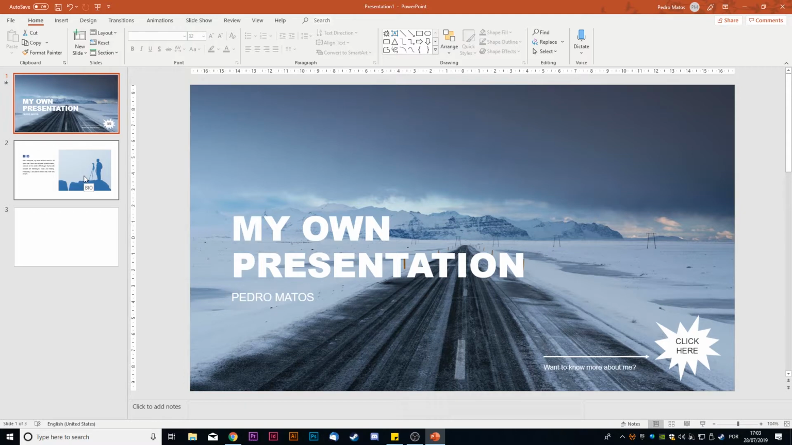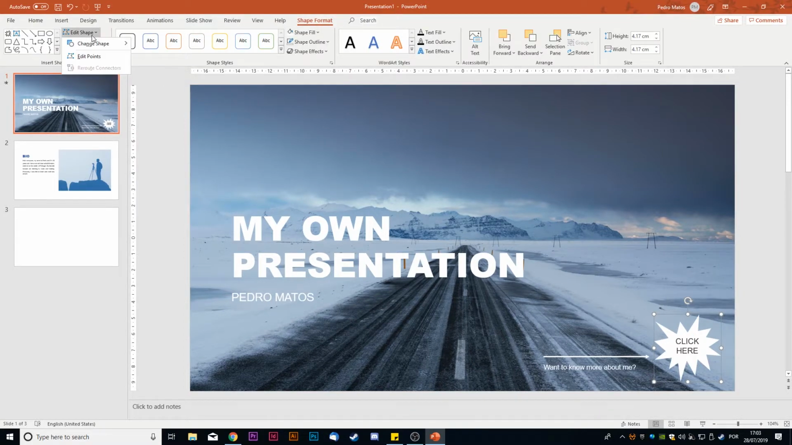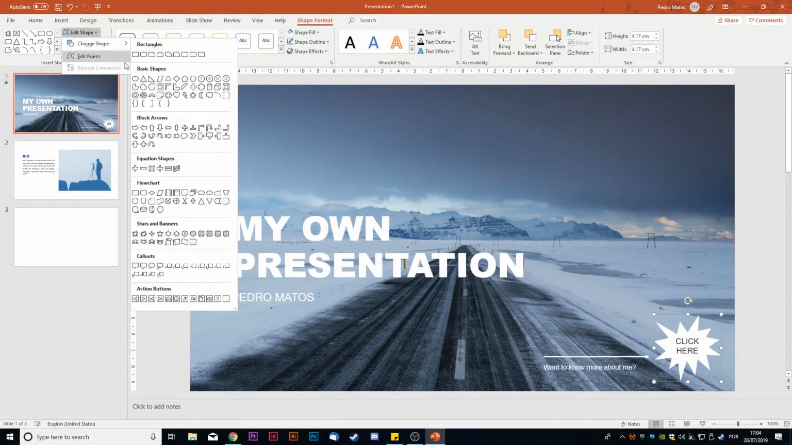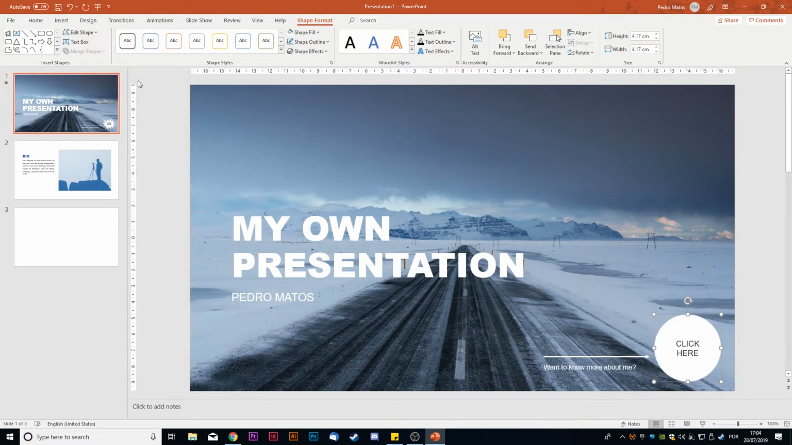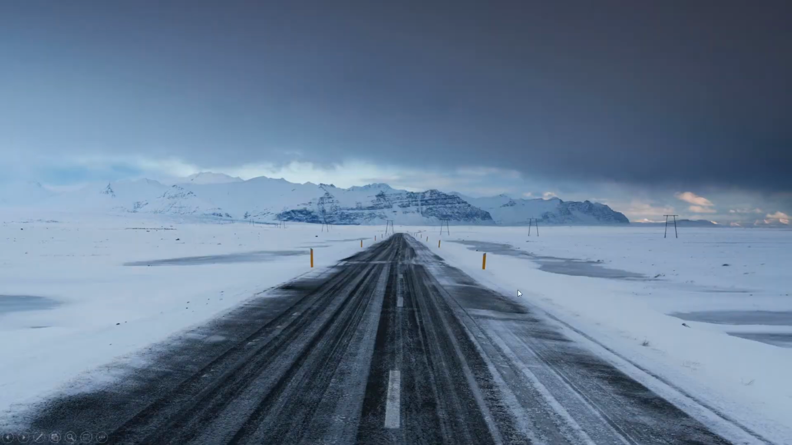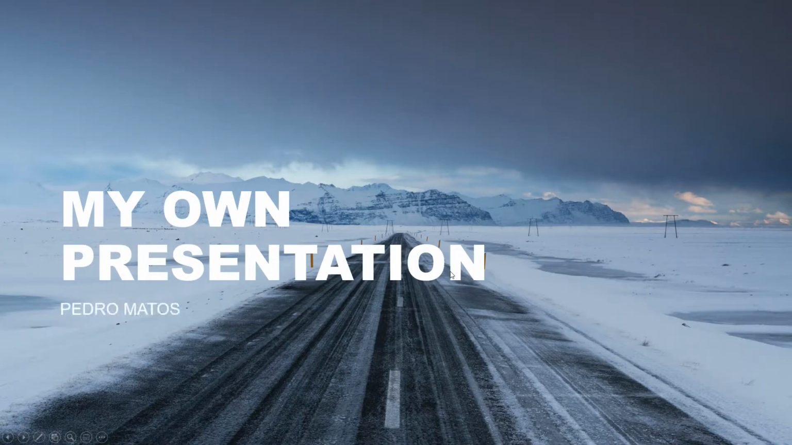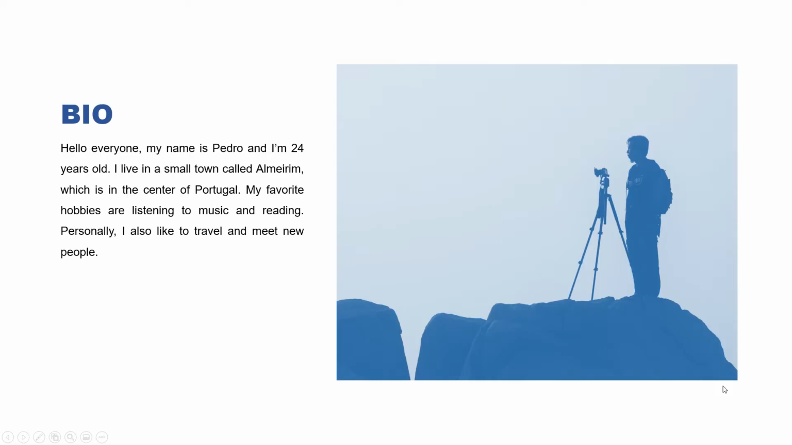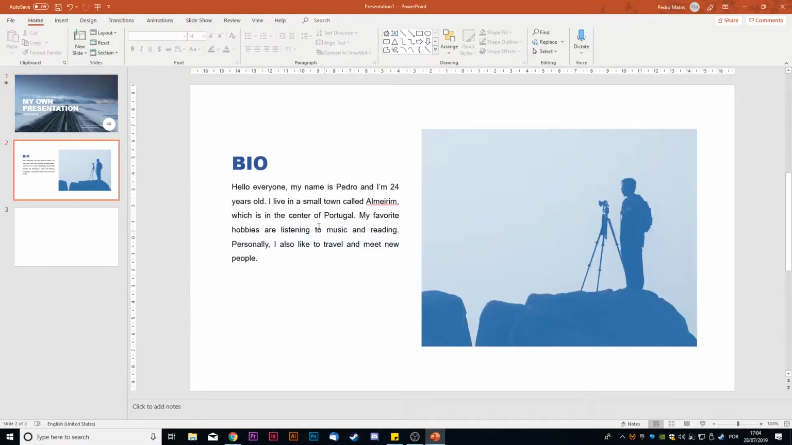So there we go. If you want to change this shape, and it also remains the animation that we did, just need here shape format, edit shape, change shape. For example, let's make it a circle, and voila, it stands out as a circle. Want to see it? Click here. Boom, circle. Then my bio. See?